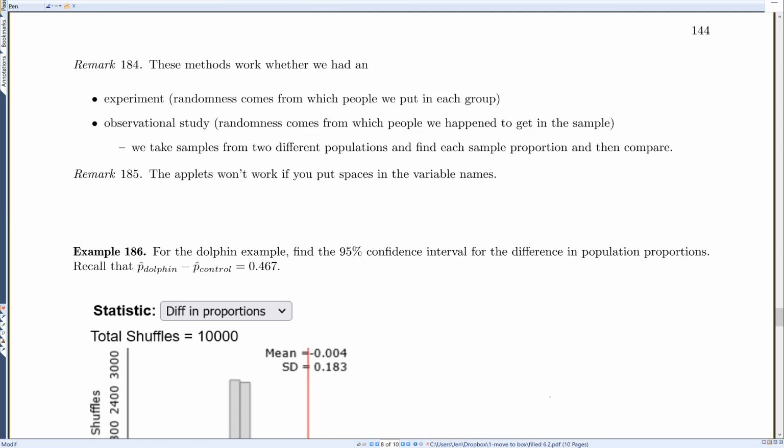Now, all of these methods are going to work whether you have an experiment, which means the randomness comes from which people you put in each group. But sometimes we're taking samples from two different populations and finding the sample proportions in each one and comparing. That happens when we come from an observational study. And so then the randomness comes from which people we happen to get in the sample. All of these formulas work the same whether it came from the experiment or the observational study. And just remember the applets don't work if you put spaces in the variable names.